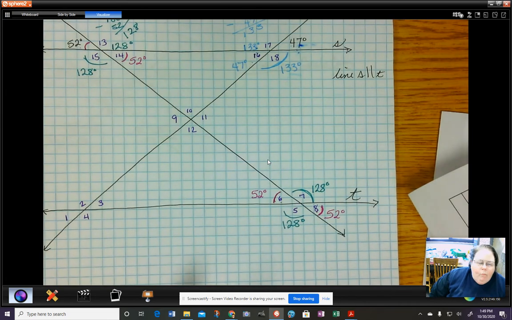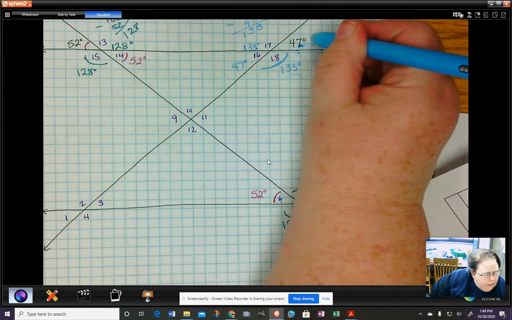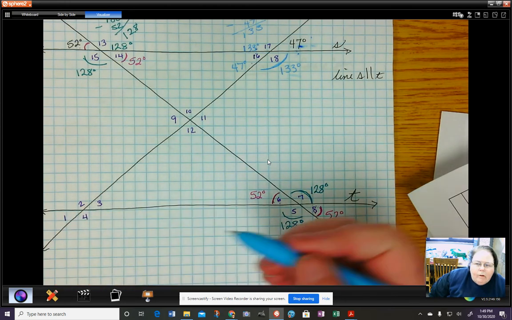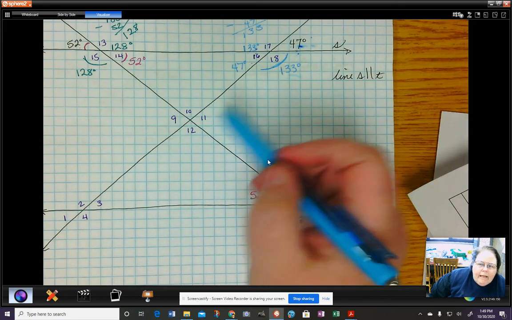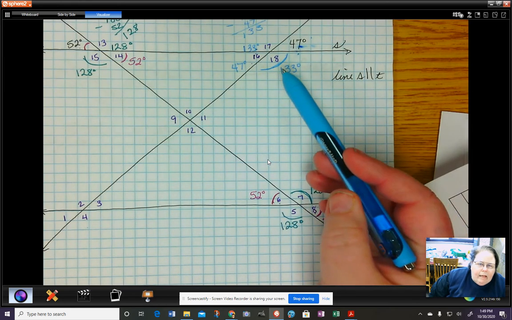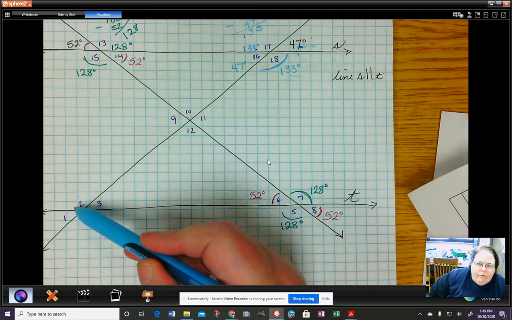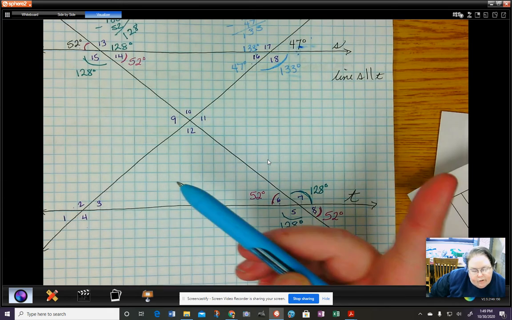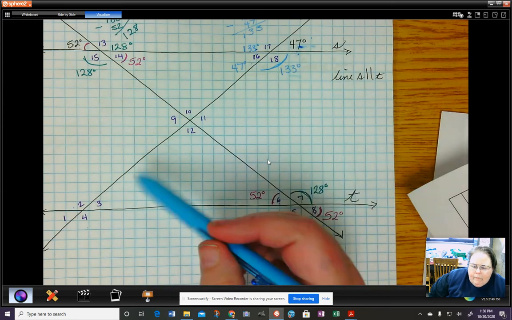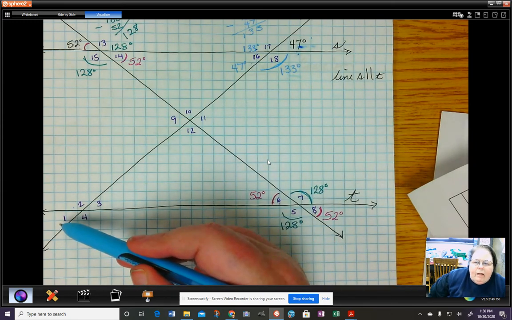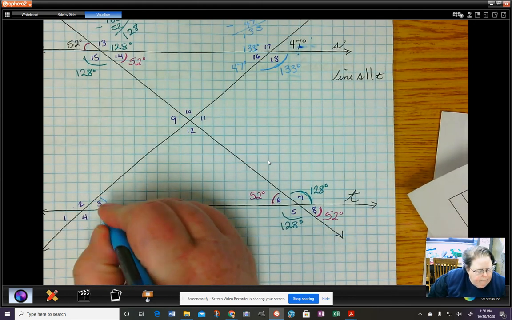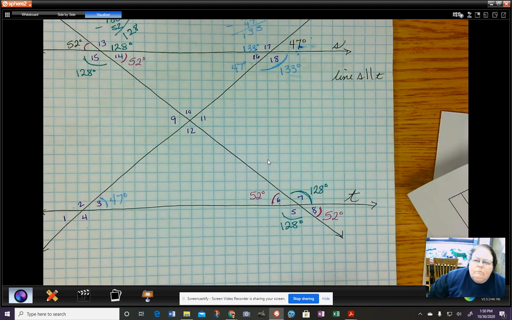Okay, so 47 corresponds to which number down here? 1, 2, 3, or 4? Well, it can't be corresponding to 4 because it's not below the line. It can't be 2 because it's not on the left-hand side, it's on the right-hand side. It can't be 1 because it's not on the left-hand side and it's not below. So it has to be 3. So I'm going to say 3 is 47 degrees.